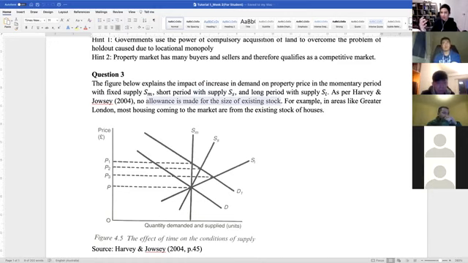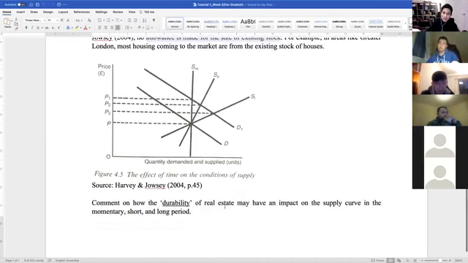For example, in areas like Greater London, most housing that comes into the market is from the existing stock. It's not new stock that is coming into the market. So what Howie and Josie are indirectly implying is a reduction in vacancy rates when they refer to the use of existing stock first. Now, what do you think?